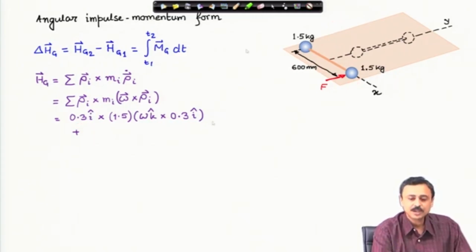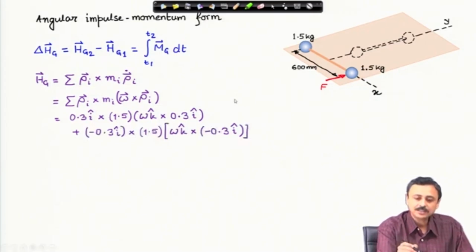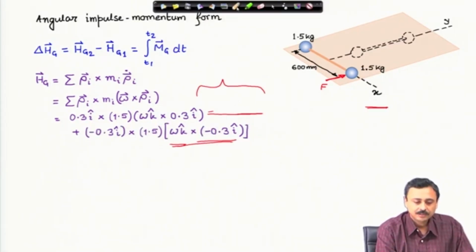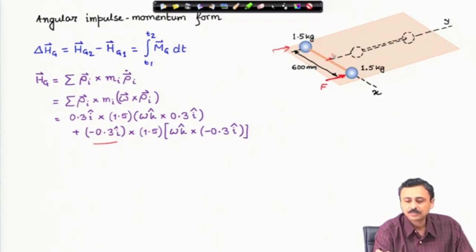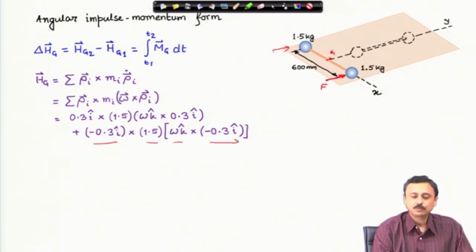This is for the first mass, and similarly I can write for the second mass. In this case, the position vector for the second particle, this one, is minus 0.3 i cap from the center of mass, this is the center of mass, cross the mass value, cross omega k cap cross once again minus 0.3 i cap.